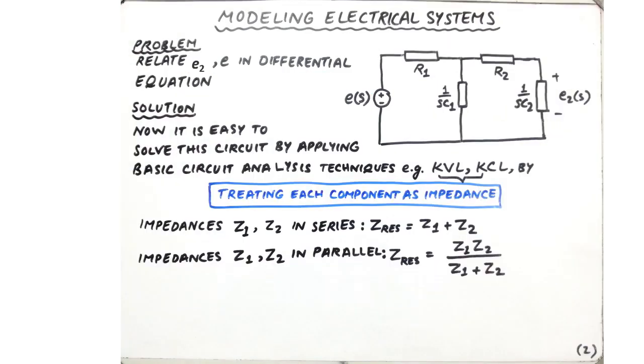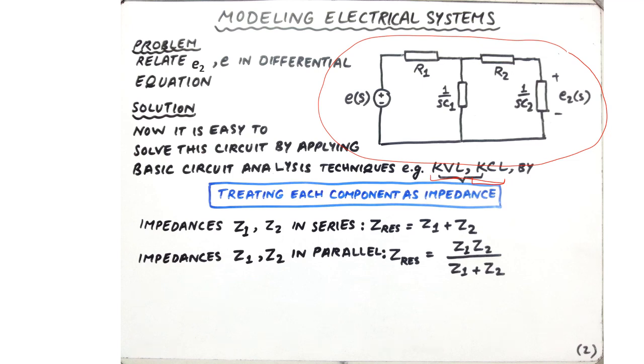The most remarkable attribute of this approach is that once we have the Laplace version of the circuit, it becomes a lot easier to analyze the circuit, because that is when we can apply the basic circuit theory techniques such as Kirchhoff's current law and Kirchhoff's voltage law. Furthermore, we can also simplify the circuit by calculating the equivalent impedance, following the rules that we know for the calculation of the equivalent resistance when resistances are connected in, for instance, series and parallel.